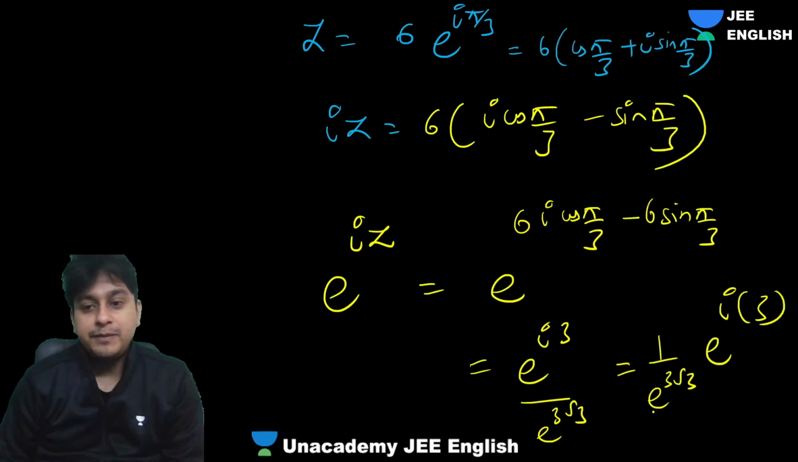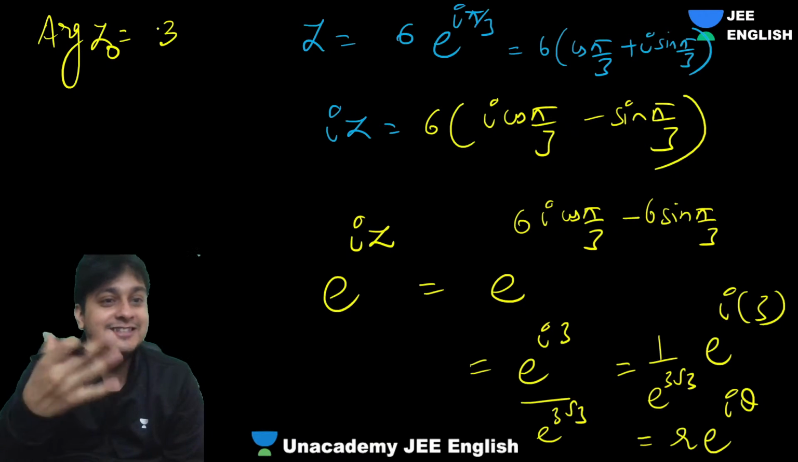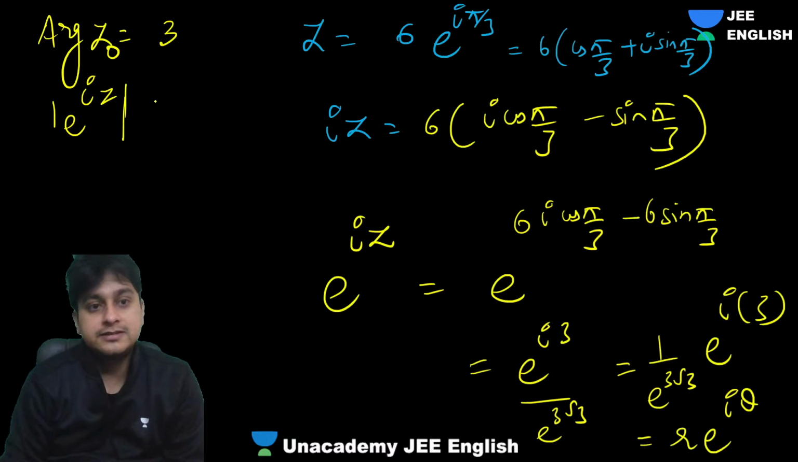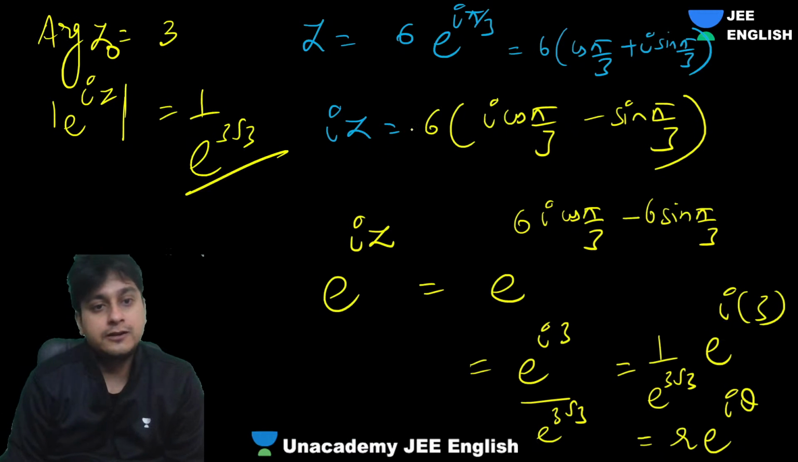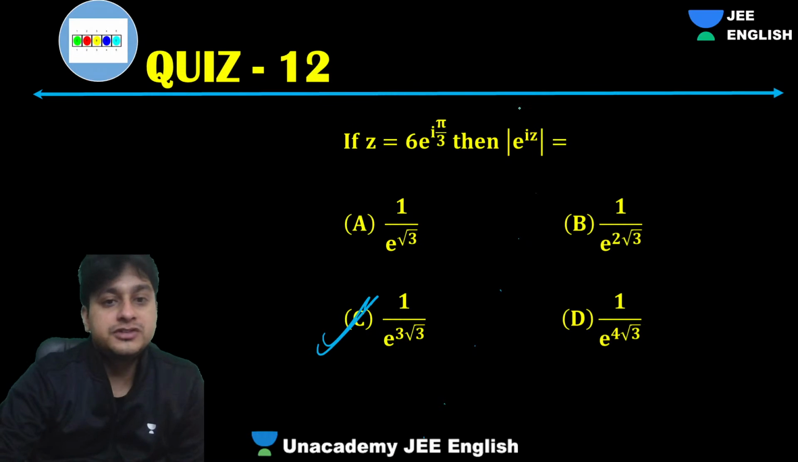Understood? So guys, comparing, this is nothing but r e power i theta. If somebody asks what is the argument of this complex number, let's call it z naught, that is nothing but 3 radians. Great. And what about the r, that is the mod of z naught, or you can say mod of e power iz according to the question. Mod of e power iz will be 1 upon e power 3 root 3. Got it? Understood everyone? So that's the correct answer, option C.